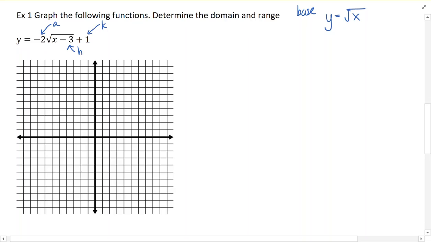So what transformations are we looking at here? In our a, we have a vertical reflection. And we also have a vertical stretch by 2, so it's actually a vertical expansion by 2. That's another way of saying it. Then we have a horizontal translation, which is going to the right 3. And then we have a vertical translation up 1.